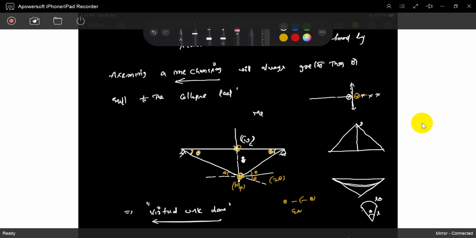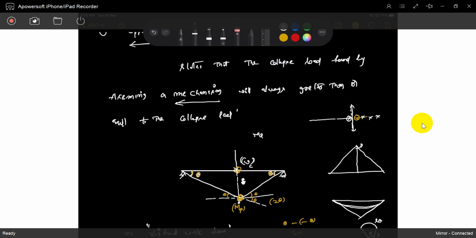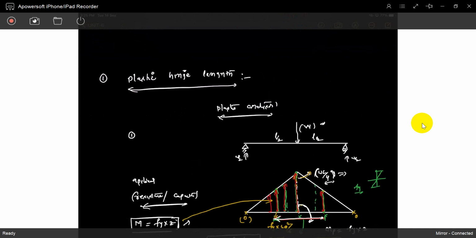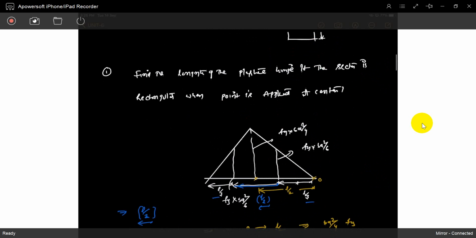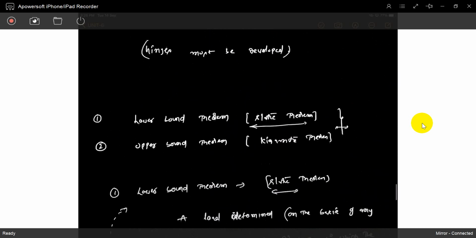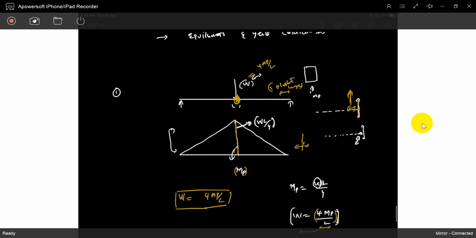So before that, see the lower bound theorem. The lower bound theorem we took at this situation before. Understood? That's why we took it from static analysis, static laws. There is no kinematics. Kinematics is moving. Understood? What is static and kinematic? Static is stationary. Kinematic is moving. So in static analysis, we applied a static analysis. By this, it's taken as a load. By this, it's a moment.